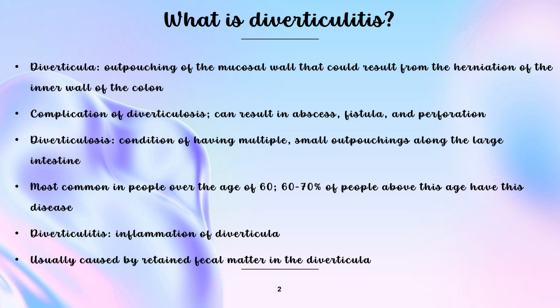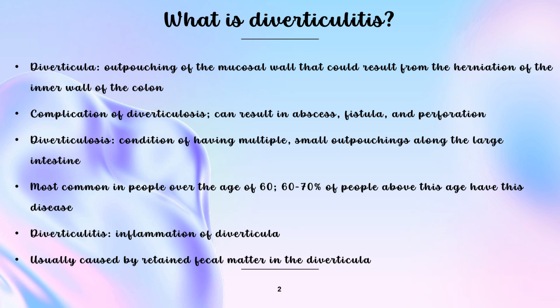What is diverticulitis? I can't explain it without explaining what diverticula and diverticulosis are first. Diverticula are outpouchings of the mucosal wall that could result from the herniation of the inner wall of the colon. Diverticulosis is the presence of colonic diverticula, which are just the ones I said before, with multiple small outpouchings along the large intestine. Diverticulosis is a diverticular disease, and it can result in abscess, fistulas, and perforation of the colon.